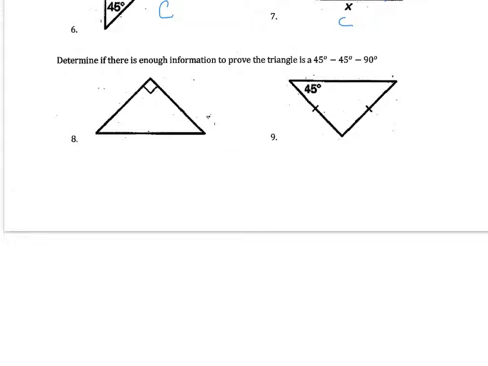On number 8 and 9, you need to determine, do we have enough information to prove that the triangle is a 45, 45, 90? So is there enough information given here to say that, yep, it's a 45, 45, 90? You just write yes or no on number 8 and 9.